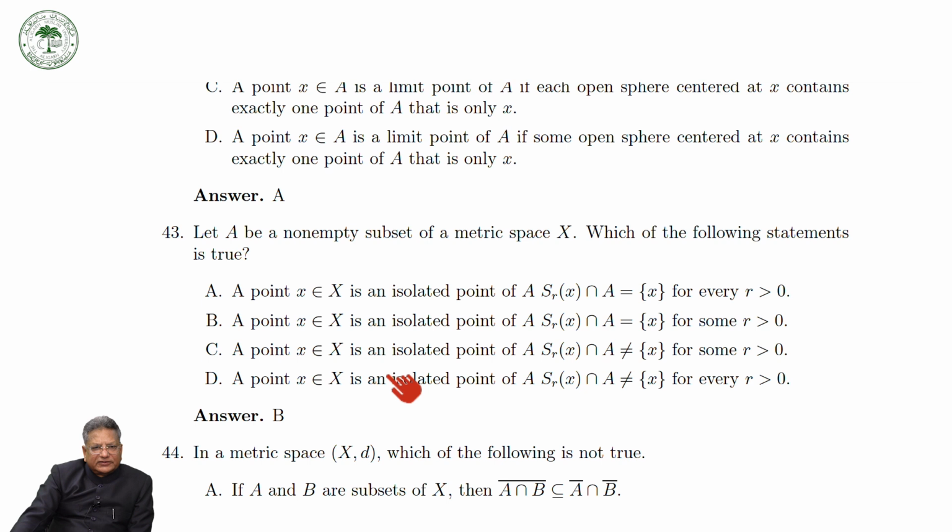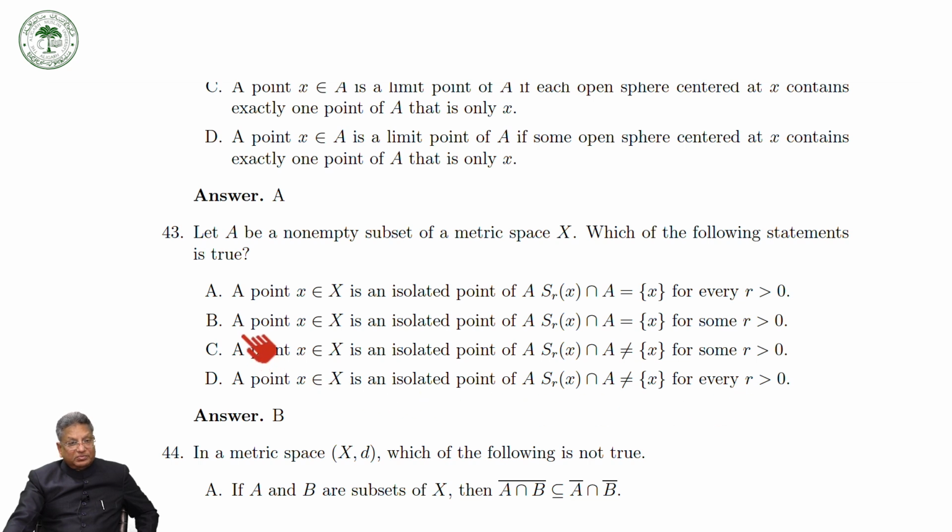Then here you have: let A be a non-empty subset of a metric space. Which of the following statements is true? A point X is an isolated point of A if this is equal to X, for every r, this is equal to X; for some r, this is not equal to the singleton set; if for some r greater than 0, this is not equal to, for every r.